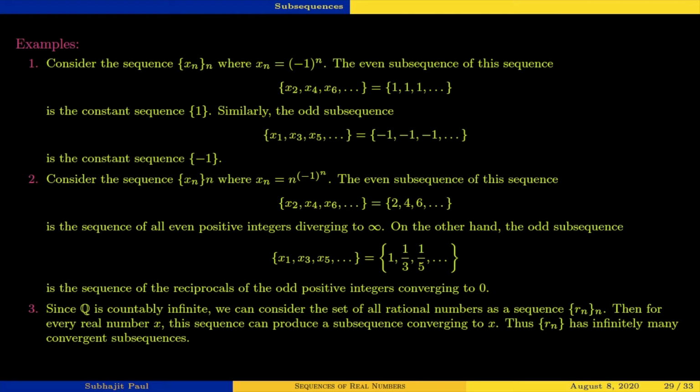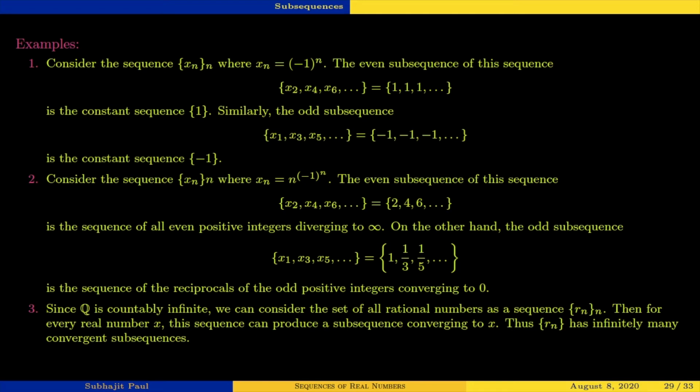Because Q is dense in R, the set of all limit points of Q is the entire set of R. So for every real number x, you will find a sequence of rational numbers converging to that real number. This we have found by the density property last semester, using the definition of limit point.